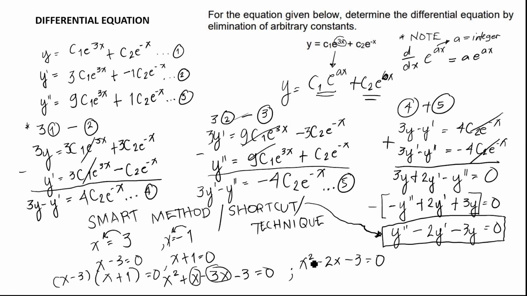And then this x squared will become y double prime, minus this x, raised to 1, it will become 2y prime. Minus 3, this is x raised to 0, so therefore what we put there is simply y equals 0. And we come up with the same answer. And that's the long method and short method of removing arbitrary constants.